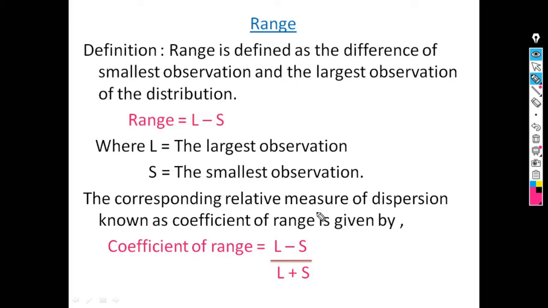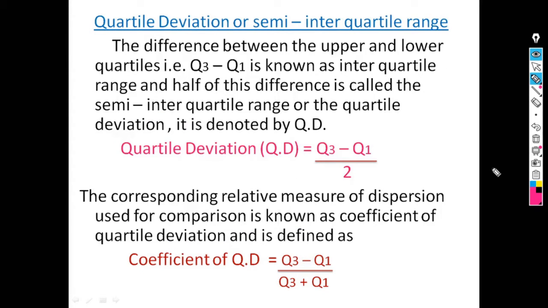The corresponding relative measure of dispersion is known as coefficient of range, and coefficient of range is defined as L minus S divided by L plus S. The drawback of range is it is not calculated for open-end classes and it is not based on all observations.